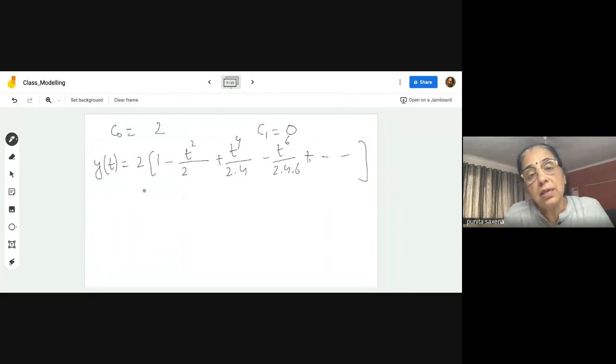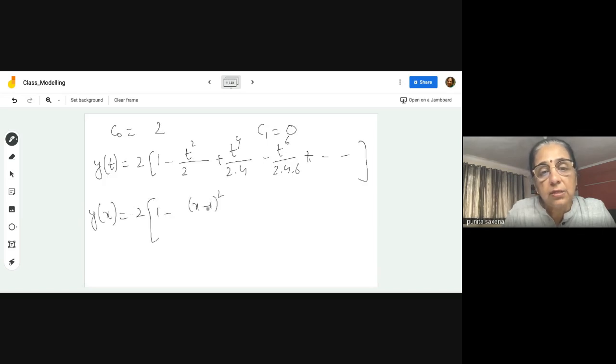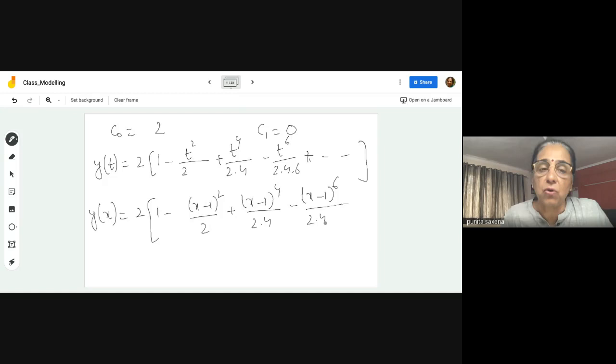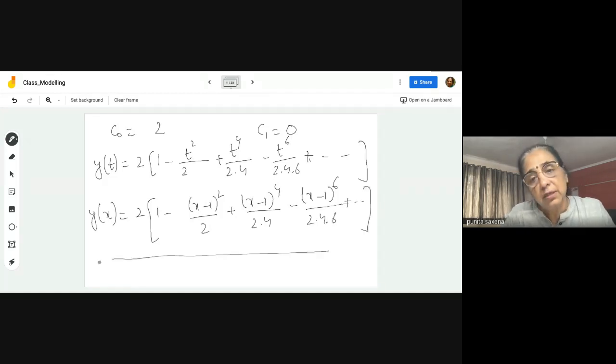Okay, but mind you, this is a power series in terms of t. But our actual problem is in terms of x, right? Since we substituted, what is your t actually? x minus 1. So basically your solution y(x) is nothing but 2 into 1 minus (x minus 1) square by 2 plus (x minus 1) to the power 4 by 2 into 4 minus (x minus 1) to the power 6 by 2 into 4 into 6 and so on and so forth. So this becomes your initial value problem solution.